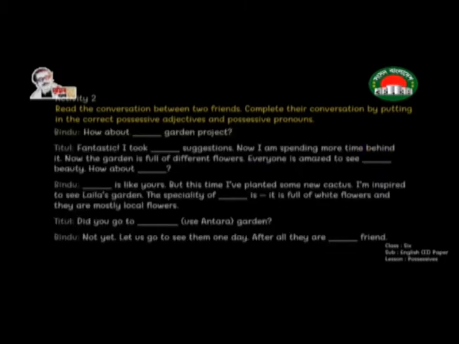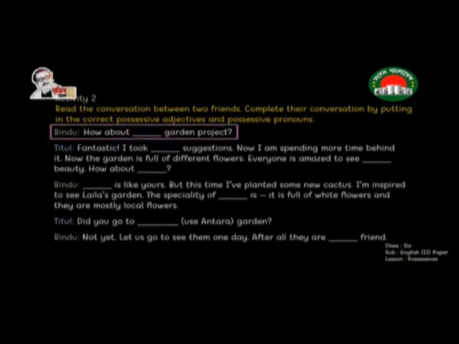Okay. Now we can run another activity. Activity 2. Now you need to read the conversation between two friends and complete the conversation by putting in the correct possessive adjectives and possessive pronouns. So we need to focus on both of them, possessive adjectives and possessive pronouns. Let's see the conversation. Bindu and Titu. Okay, both of them are talking.